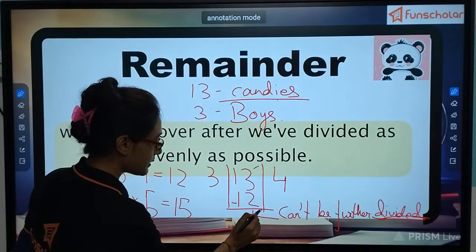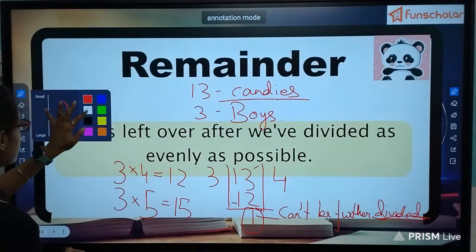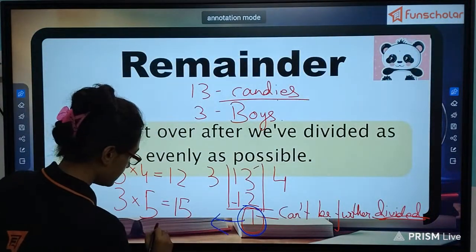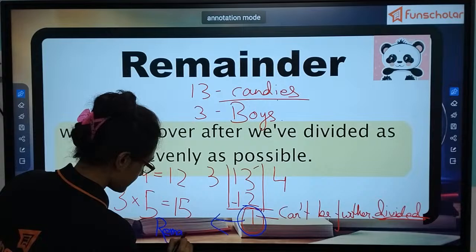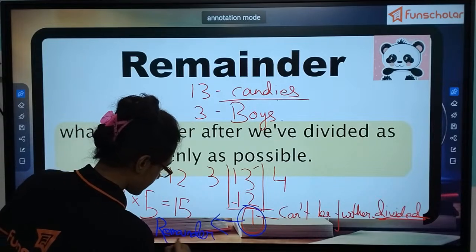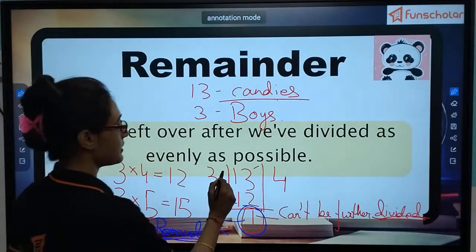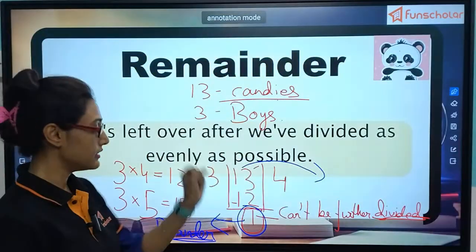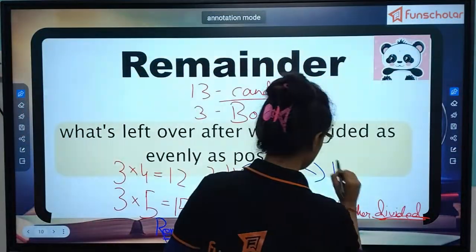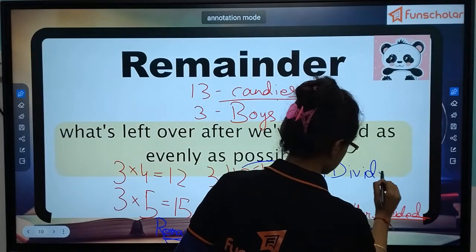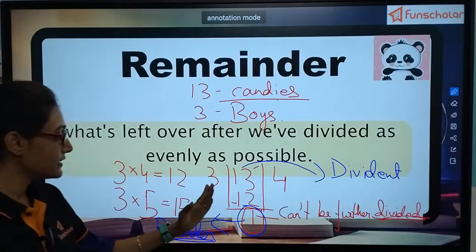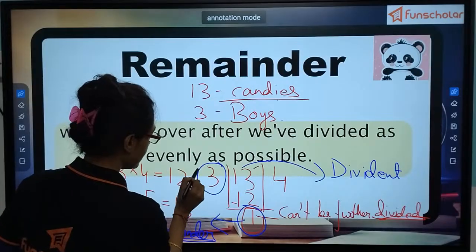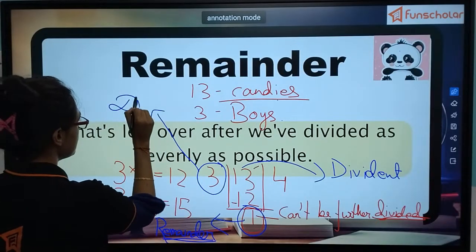So this is the remaining number which can't be further divided. This will be nothing but the remainder. Understood? So 13 was the bigger number, or the amount we started the division with, so it is the dividend. And we have to divide 13 candies among 3 friends. So 3 is the number we are dividing by. This is known as the divisor.